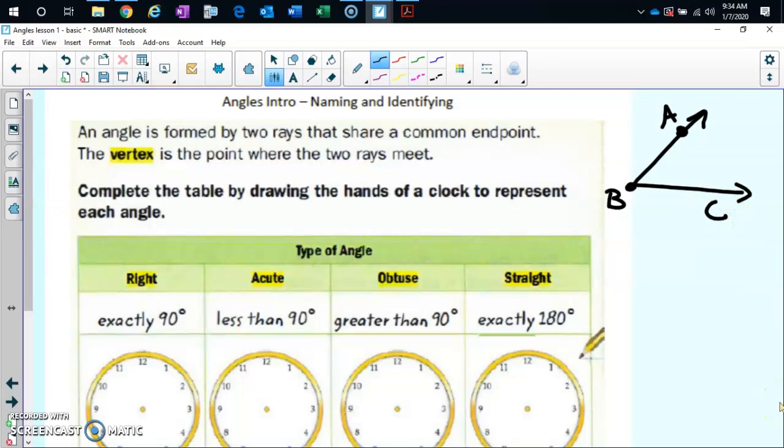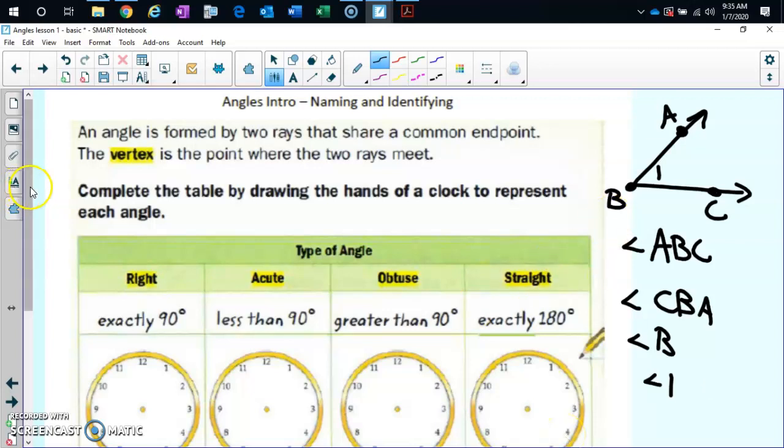We would call this angle by 3 different names. Now pay attention to this. See that little angle notation? Angle ABC. Or I can call this angle CBA. Notice that B, which is the point at the vertex, is always in the middle. I can also call this just angle B, because there's only one angle here. If there's more than one angle, you have to use all 3 letters. Then I can also call it angle 1. 4 different ways to name that angle. This is the vertex, B.